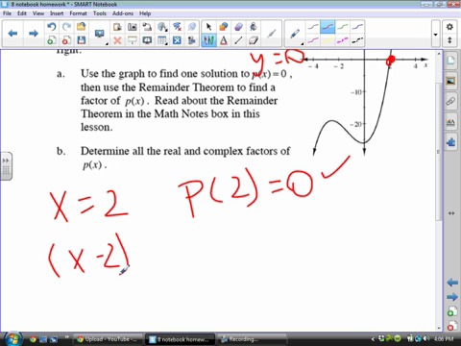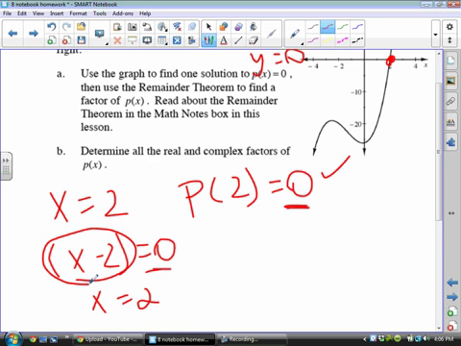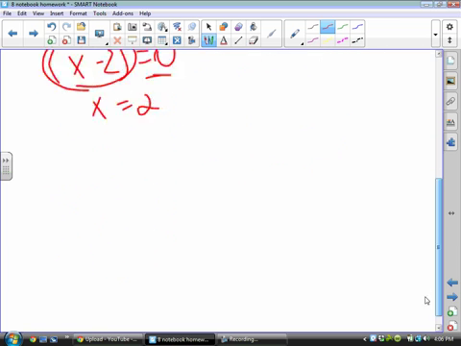Remember, it's the opposite, because if I set that equal to 0, I need to get out x equals positive 2. That's why it's the opposite. So here's one of our factors. Now to find the other factor and then to find the roots, we're going to divide the big cubic by the x minus 2 factor. And we're going to do that with our rectangle.